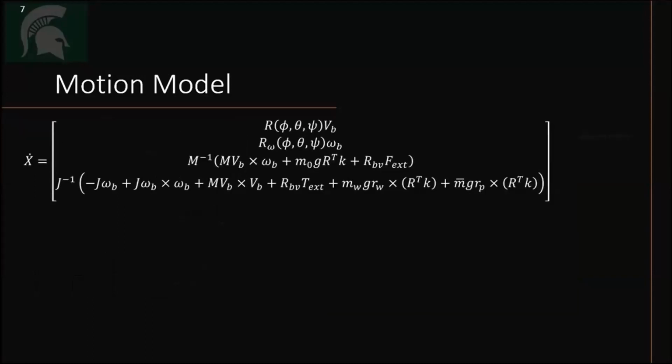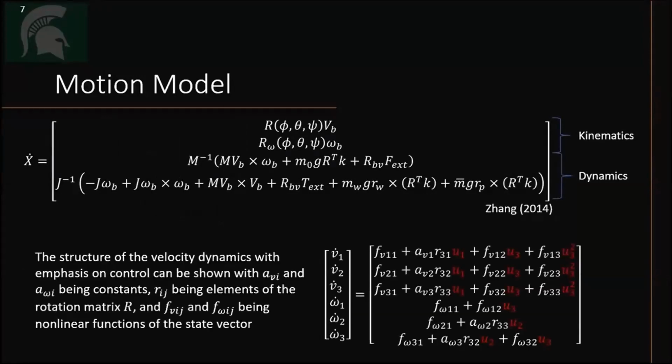These are the dynamics, the first 2 equations being the kinematics, mapping the linear and angular body fixed velocities to their inertial counterparts. The second 2 are the dynamics, which are taken from Zhang 2014 and explained in detail there. Here, we'll just focus on the structure of the dynamics, emphasizing the control inputs.